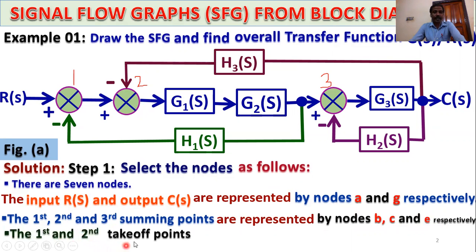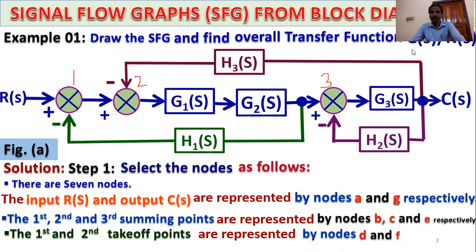The first and second takeoff points are represented by nodes D and F. This is the first takeoff point, and this is the second takeoff point. The first and second takeoff points are represented by nodes D and F respectively. So this is step 1, a total of 7 nodes.